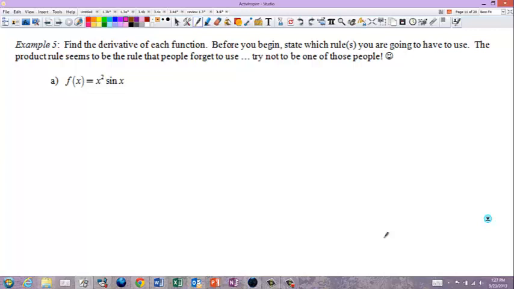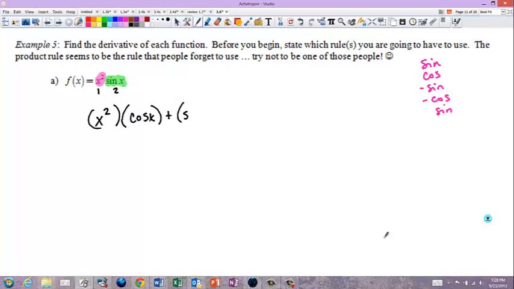It says find the derivative of each function. Before you begin, state which rules you're going to have to use. The product rule seems to be the rule that people forget to use. Try not to be one of those people. So I'm going to go ahead and over here I'm going to write sine, cosine, negative cosine, sine. And I'm going to have to use the product rule because I have 2 different functions here. I have x squared and I have sine of x. So this is my 1 and this is my 2. So 1 d2, the derivative of sine is cosine, plus 2 d1. And that's it. Yay! Let's do another one.